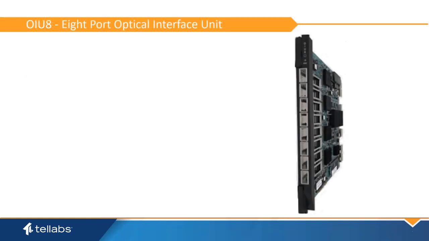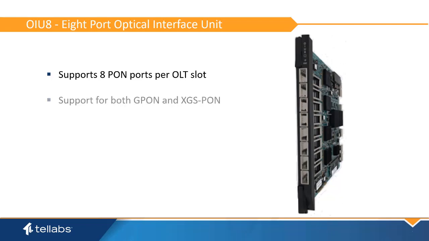Using the Optical Interface Unit 8, the OLT6 shelf can support a full 32 PON ports. Each PON port on the OIU8 can be configured to support either GPON or 10 gig XGS PON capabilities. PON ports may support up to 64 ONTs and 512 UNI-ports on both GPON and XGS PON configurations.